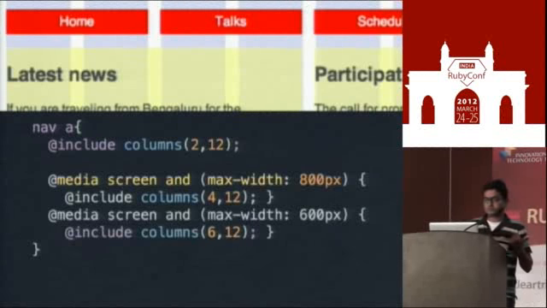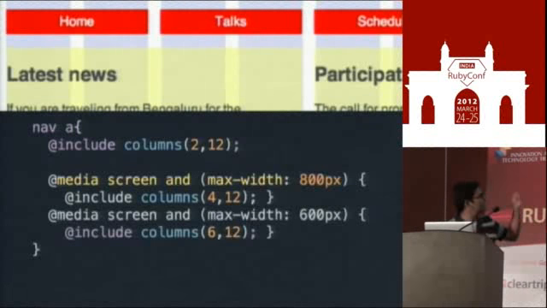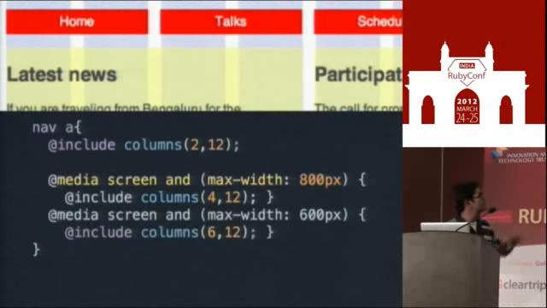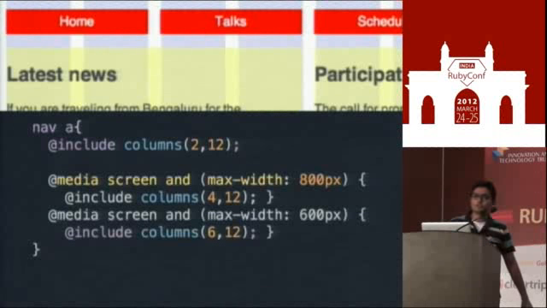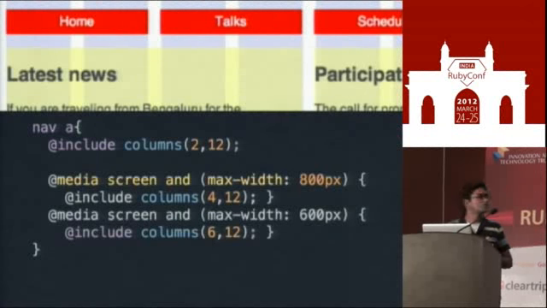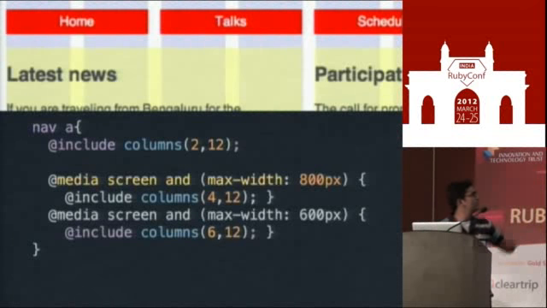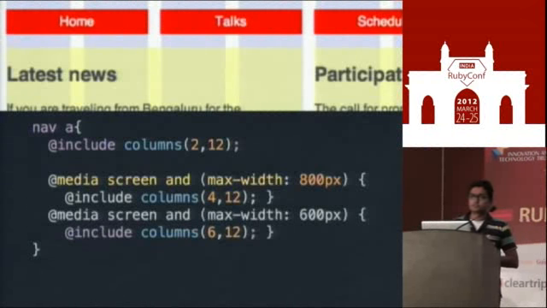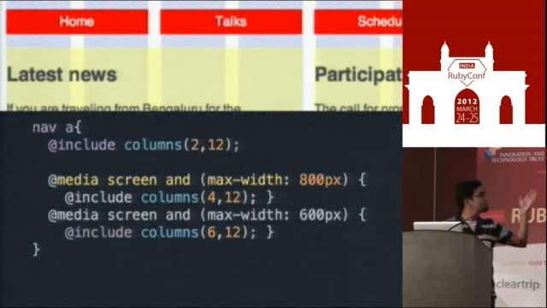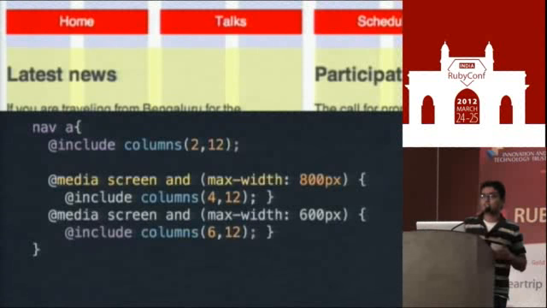right there. So in this case, we are adding a media query, specifying a max width of 800 pixels and including that same line over here with a small change, 4 columns out of 12 instead of just 2. And another one, maximum 600 pixels, including columns 6, 12. And all the CSS necessary for the links is done for all 3 layouts.